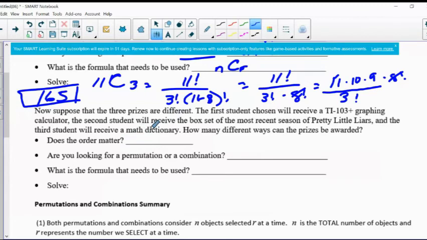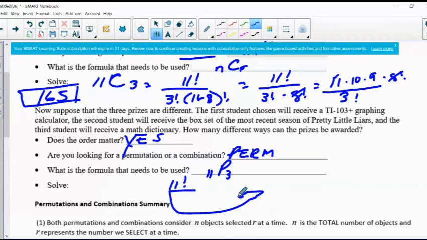Does order matter? Yeah, order matters, right? Because there's a difference between getting a TI-103 Plus that doesn't exist, a box set of a TV series I've never watched, and a math dictionary. That's different. So yes, order matters. That's the first thing you want to decide. Does order matter? Yeah, it sure does. Are you looking for a permutation or combination? Order matters. It's my permutation lock. Permutation. So we're going to use the nPr formula.